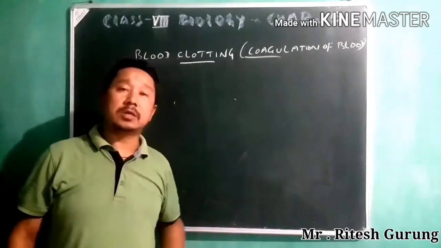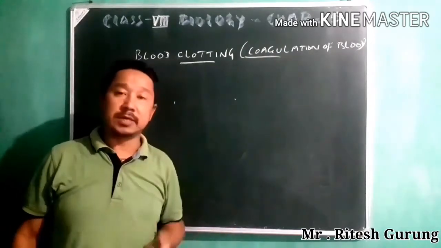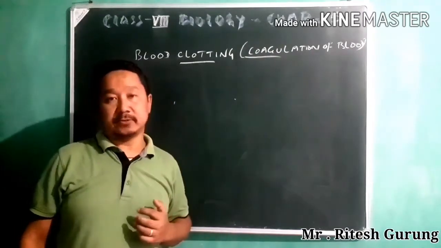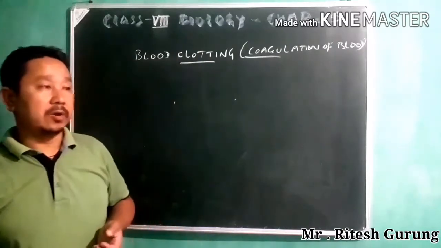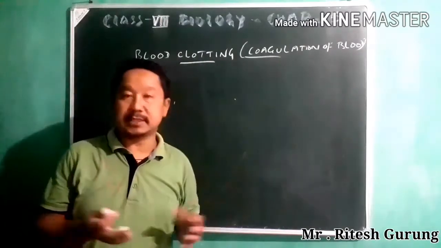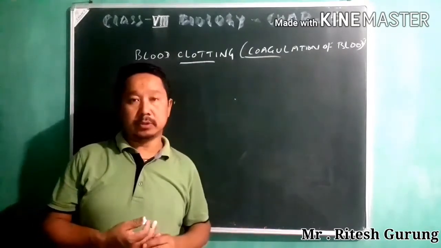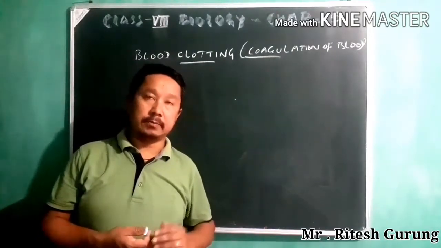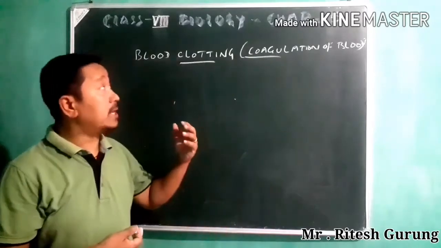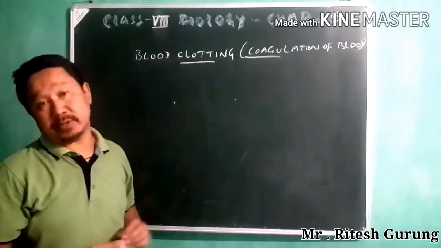So this blood clotting, or coagulation of blood, is a complex process where different things are involved. Different proteins and enzymes are involved. Okay, let's get started. How does it happen?